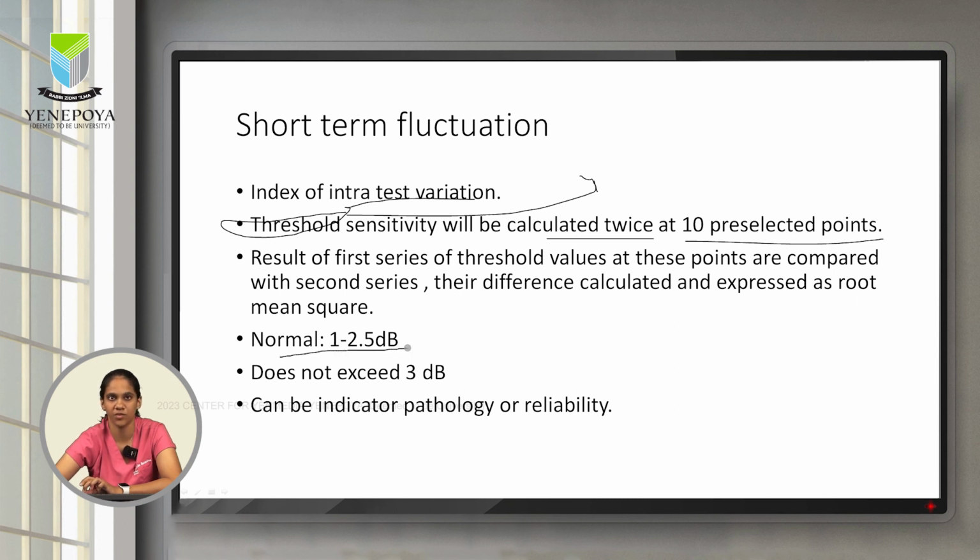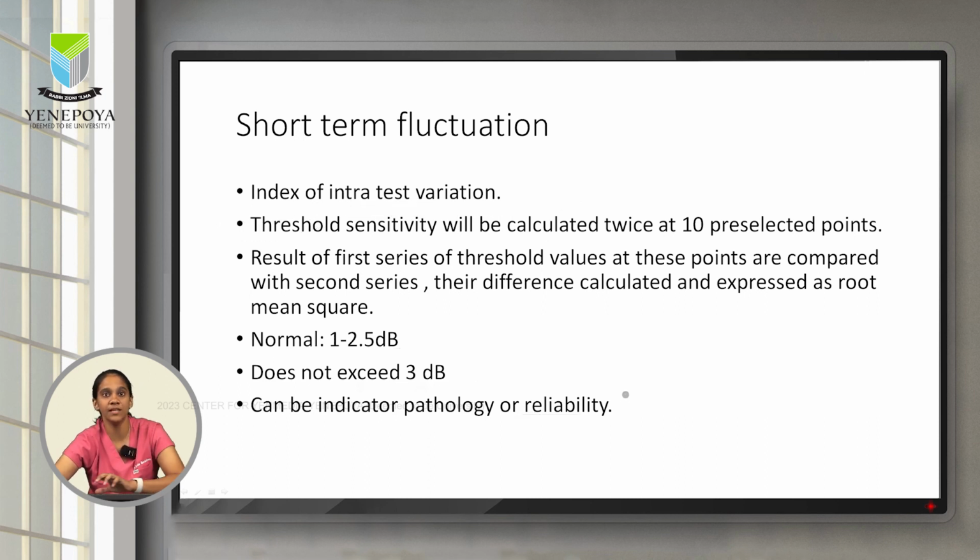The normal is 1 to 2.5 decibels. It should not exceed 3 decibels. The only thing is it can indicate either a pathology or a reliability issue. And this is in our newer tests. Now most of us actually follow SITA Standard, SITA Fast or SITA Faster. So in that, it doesn't actually calculate the short-term fluctuation.